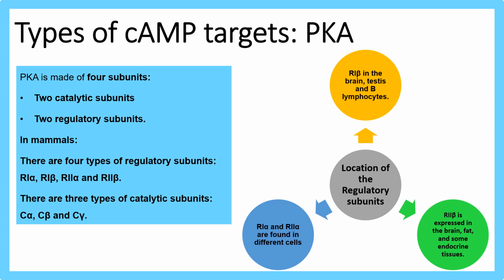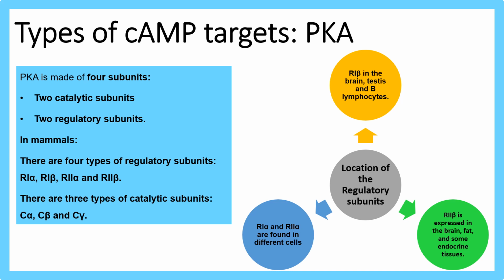So PKA is a tetramer that is divided into 4 subunits: 2 catalytic subunits and 2 regulatory subunits. What that means is you have 2 catalytic subunits together and 2 regulatory subunits together, and they're all combined together to make 4 subunits. Within mammals, there are 4 types of regulatory subunits: RI alpha, RI beta, R2 alpha, R2 beta. And there are 3 types of catalytic subunits: C alpha, C beta, and C gamma. So this is an interesting finding, that within mammals they have further types.